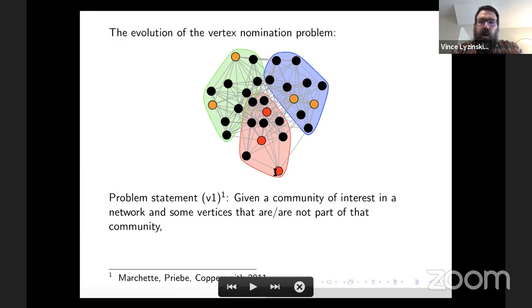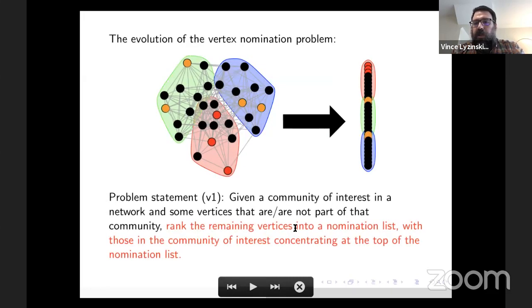And given some vertices that are known, these red ones, and some that are not part of that community, these known orange ones, rank the remaining vertices into a nomination list, with those in the community of interest ideally concentrating at the top of the list. So the black vertices here, we don't know if they're interesting or not. And so we want to rank all of the vertices in the network into a list with the unknown interesting vertices concentrating at the top of the list.